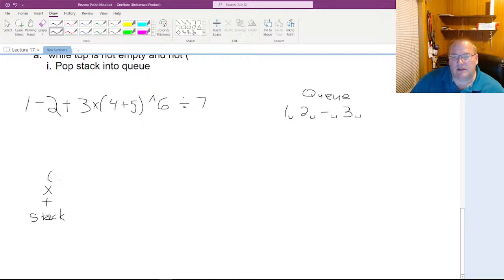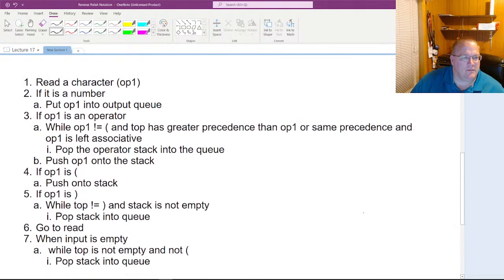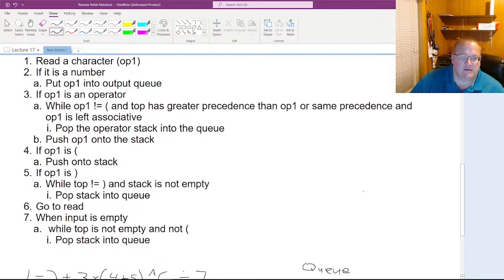All right, then we get the 4. That goes right there. Then we get a plus sign. All right, that's an operator. Op1 is not. Well, that can't even be. That's not even ever possible. Yeah, that's right. Okay. Something's wrong here.